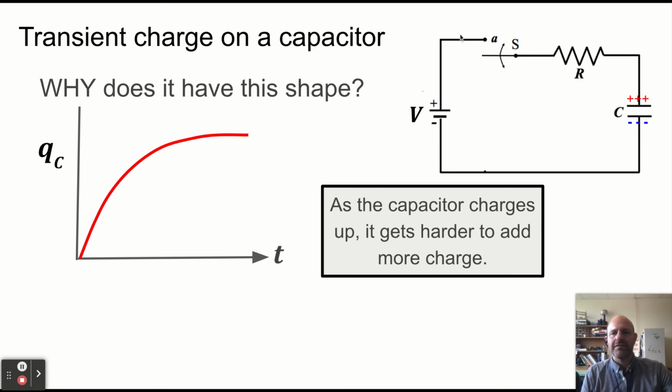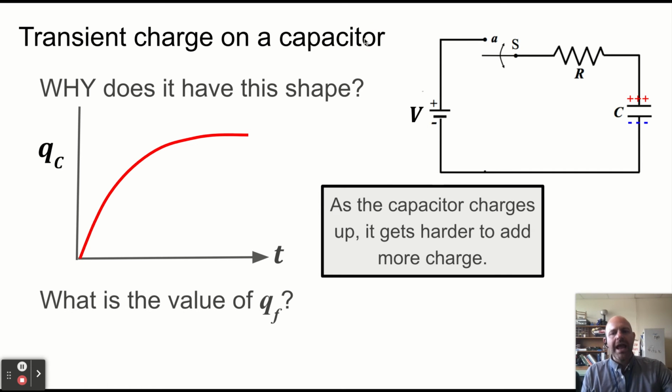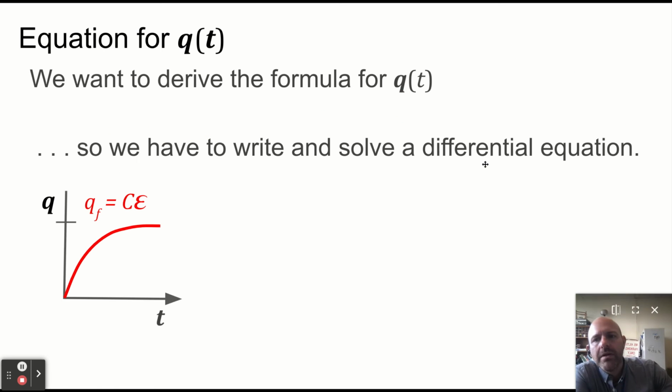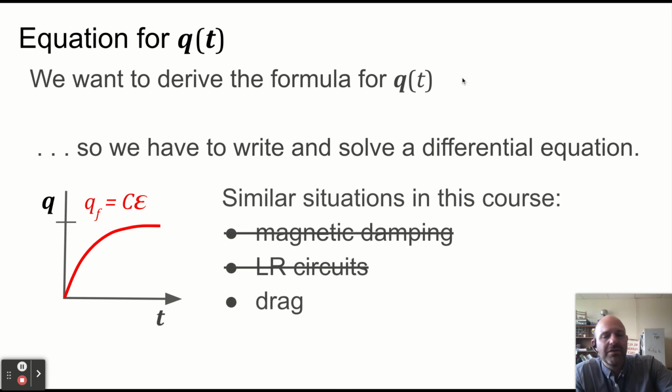You've got some positive and negative now on those plates, and if you try to add more, it's more difficult. And eventually, the final value of the charge that's on that plate is equal to the capacitance times the voltage, Q equals CV. That's what we learned back when we started talking about capacitors. So we've got this general shape, steep at the beginning, flat at the end, approaching a value of Q equals CV, or Q equals C epsilon, where epsilon is the EMF of the battery. This is basically a differential equation.